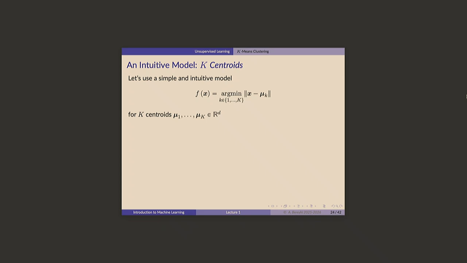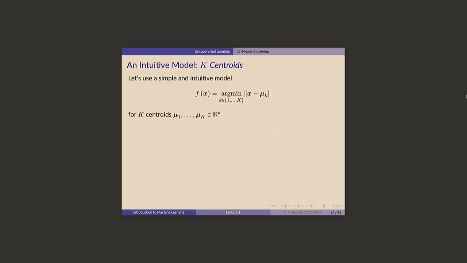Let's do it for 2 clusters. Say that I want to have 2 clusters. And for these 2 clusters, I'm going to consider 2 centroids. I'm going to consider mu1 and mu2. Okay? These are the centroids. One of them is for cluster 1. The other one is for cluster 2, mu1 and mu2.